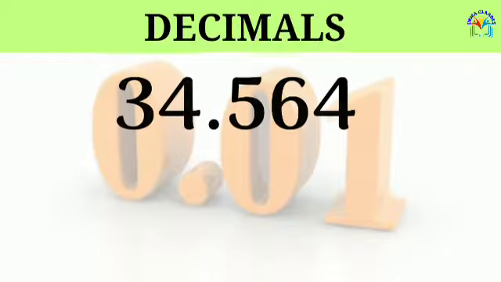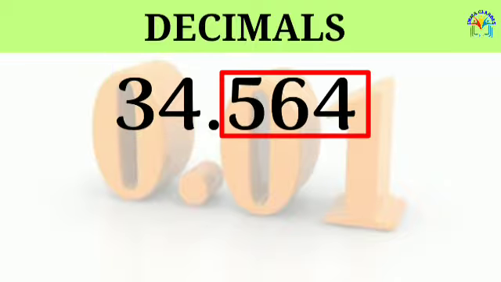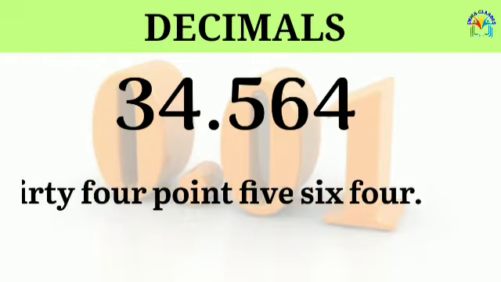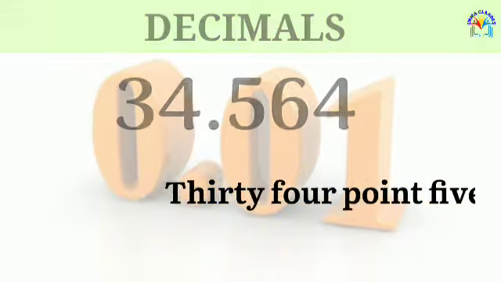A number whose integral part and fractional part are separated by a dot is a decimal number. The integral part is read collectively, but the fractional part is read individually. The dot in between them is read as point. The example decimal number is read as 34.564.